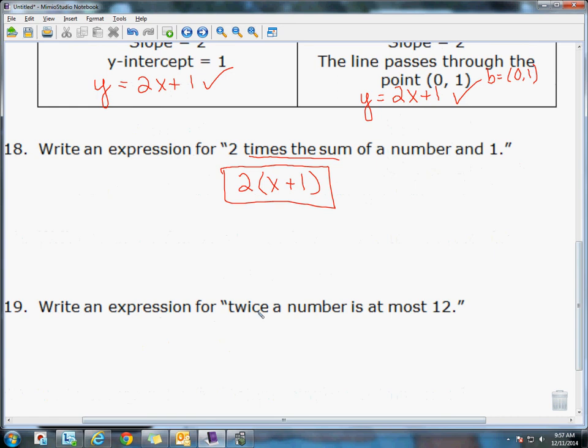19, write an expression for twice a number is at most 12. So we have twice a number, so 2x is at most. That means you cannot go over that 12. You're going to use an inequality. At most means it's going to be less than or equal to 12. And we're not solving, we're just writing out the expression.